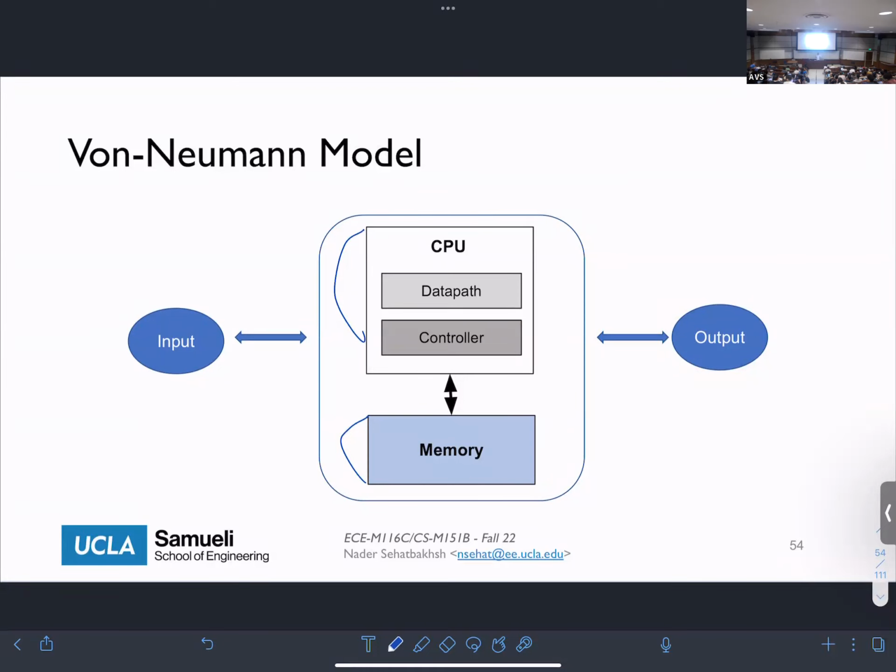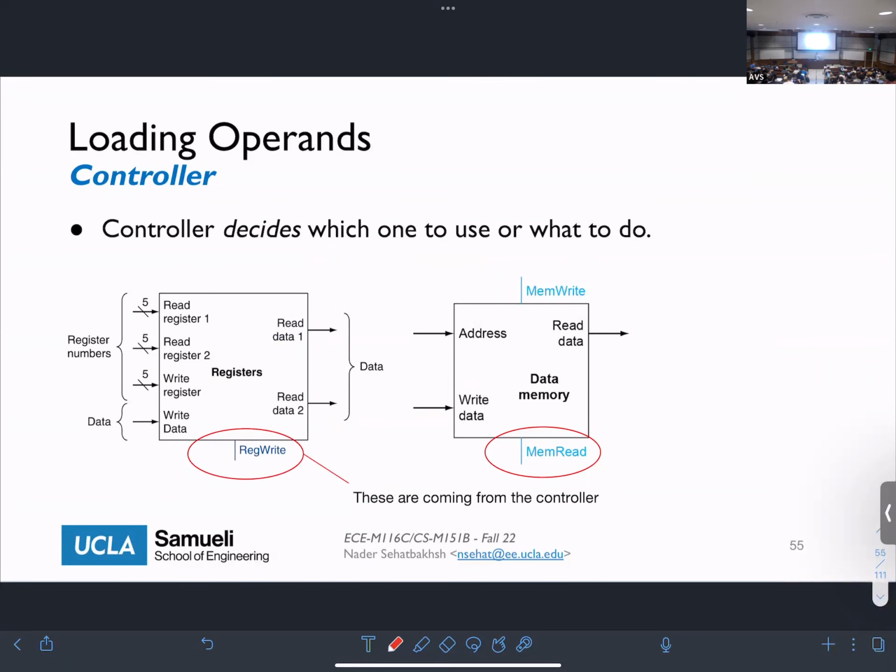So our von Neumann model would be the CPU and the memory, and they work hand in hand. This basically becomes our computer. And the computer itself also interacts with some inputs and some outputs, obviously. What I just said was that the CPU itself consists of two parts, the data path and the controller. So our regular design of a CPU is designing the data path and designing the controller together. Okay. So now let's check out the role of the controller, how we design a controller, and all those things.